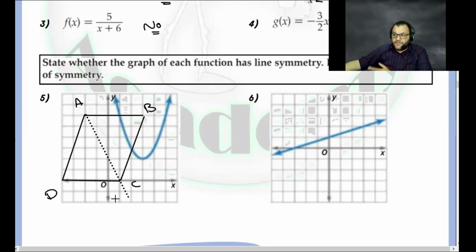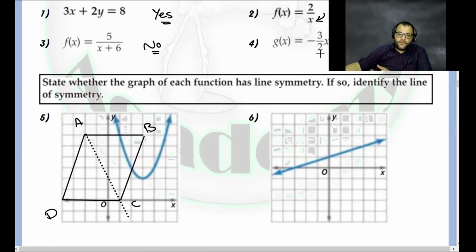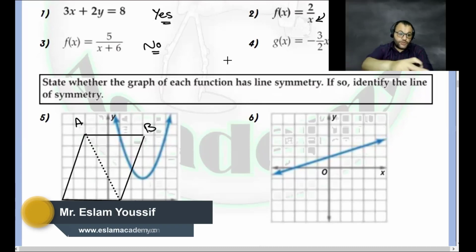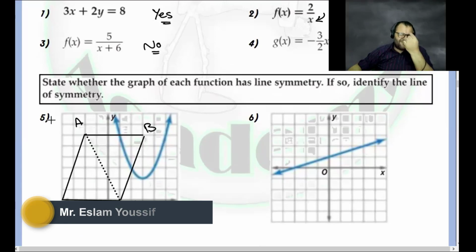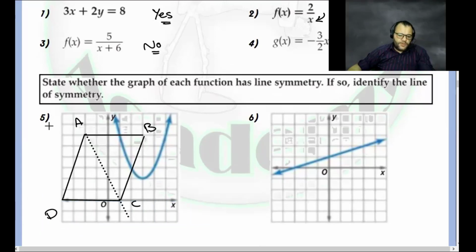No, it has to be a vertical line. No, because it can't be flipped, because the other half can't be flipped onto the other. One by one, please. Leave the vertical line for number 5.